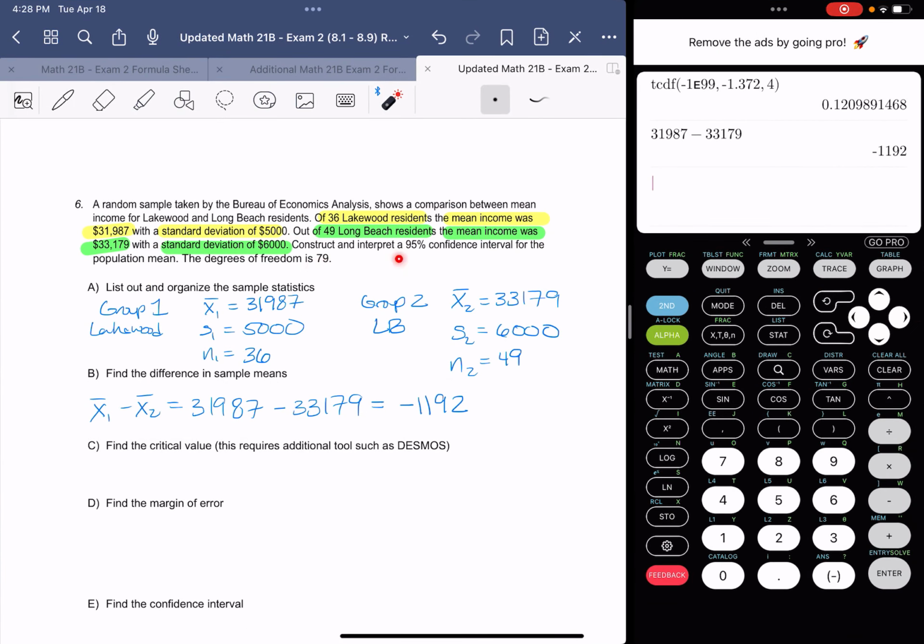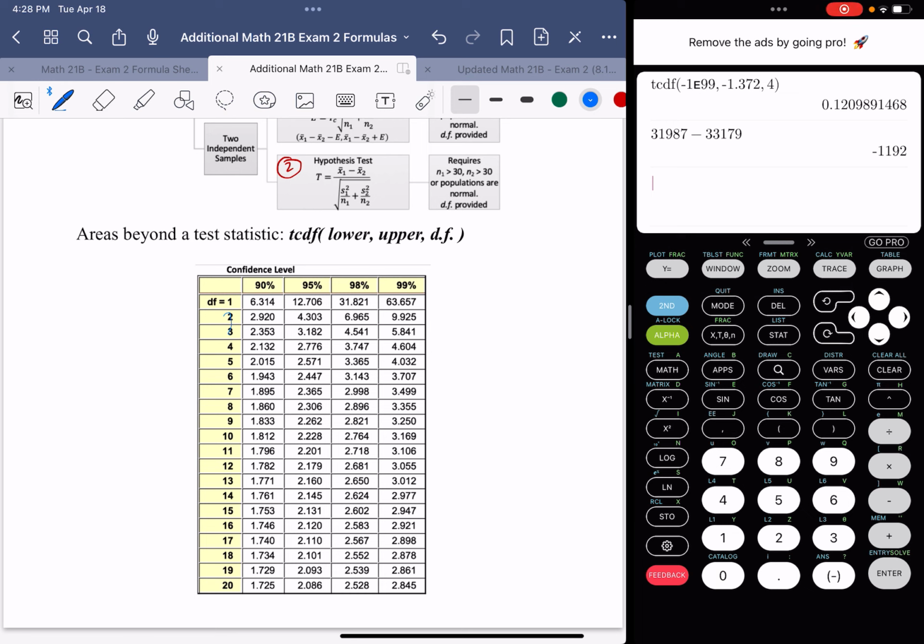Again, on the exam, the degrees of freedom and the confidence level will be something to where it fits within the chart. Okay.